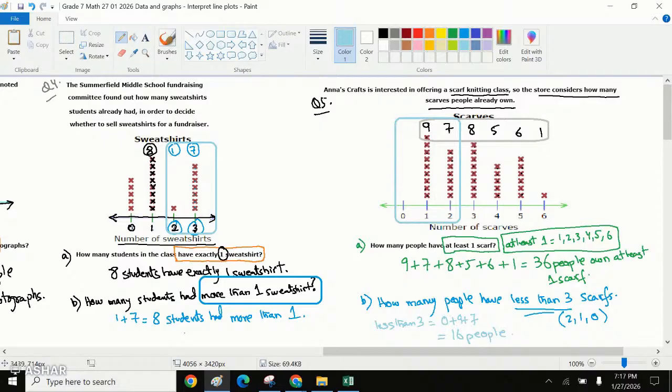Okay? There were 16 people who owned less than 3 scarves. Okay? 0, 9, and 7. There were 0 people who owned 0 scarves. That means everyone owned a scarf.